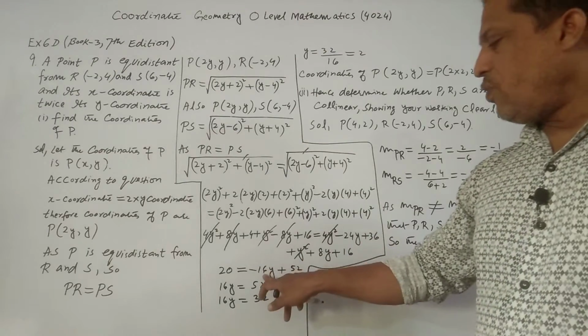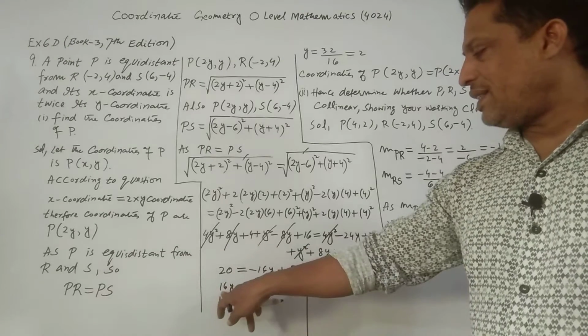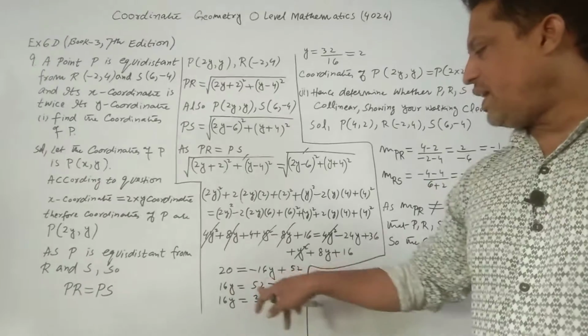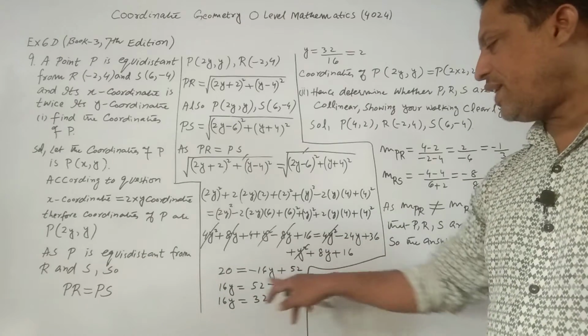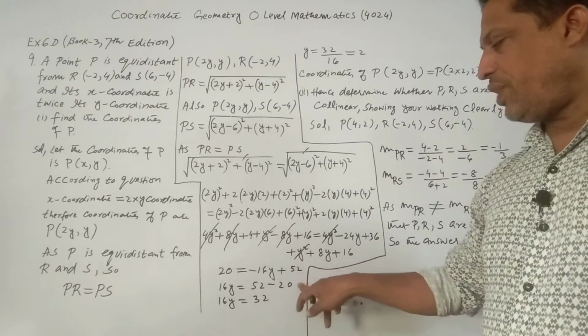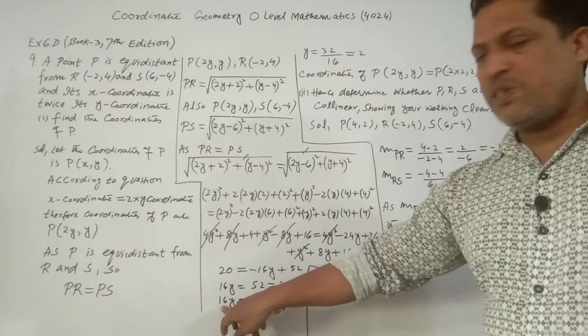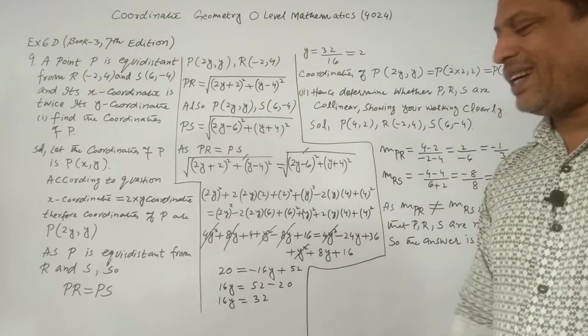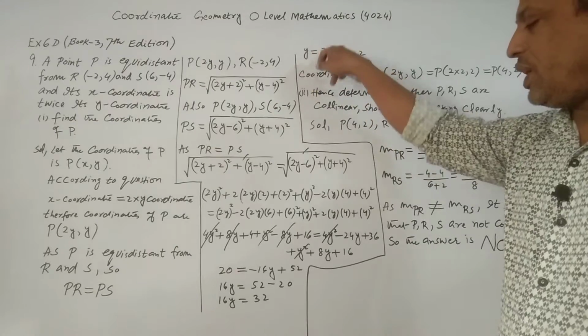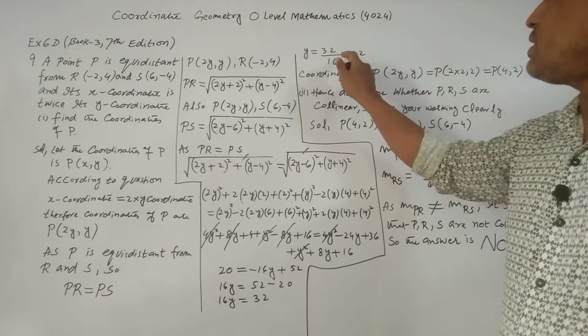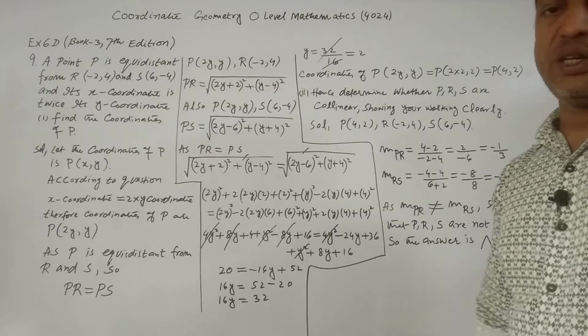So move this minus 16y to the other side, it becomes 16y, equal to moving this 20 to the other side, 52 minus 20. 52 minus 20 is 32. So this 16 is multiplied over here, so it should be divided by 32. So y is equal to 32 upon 16. 16 ones are 16, 16 twos are 32. So y is 2.